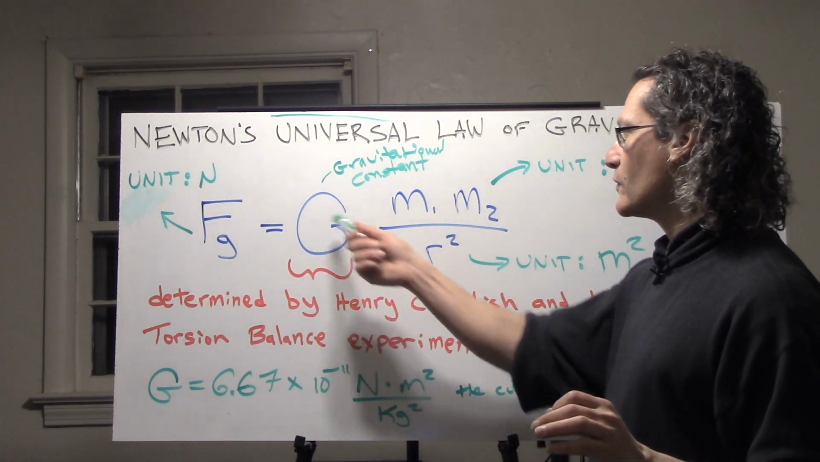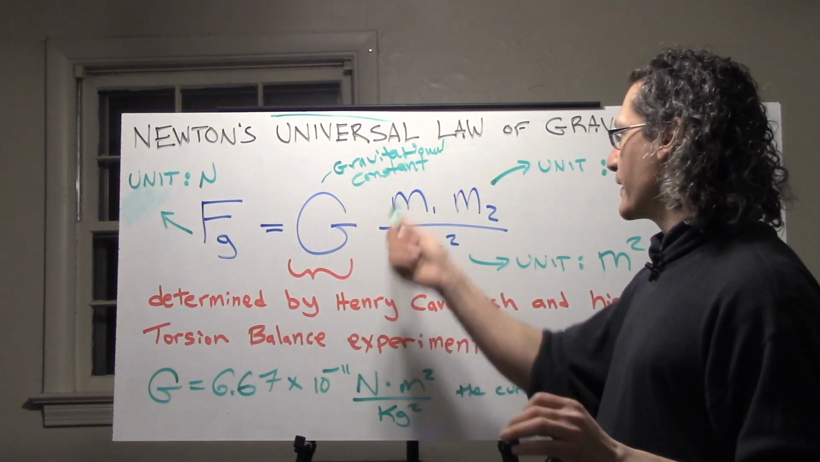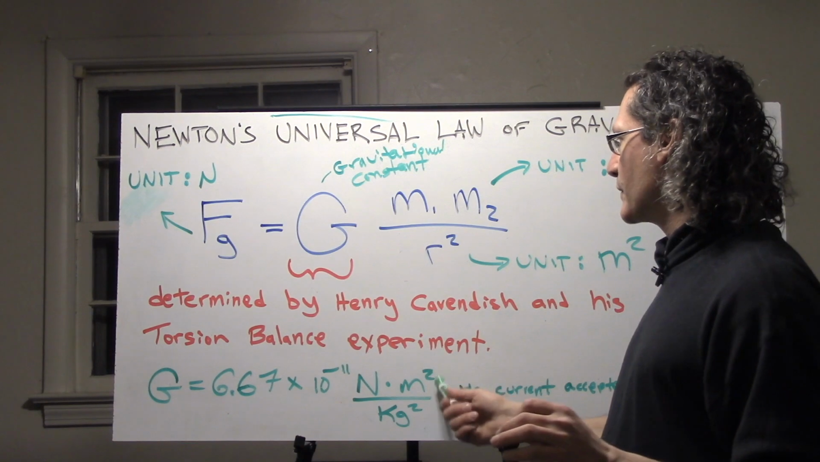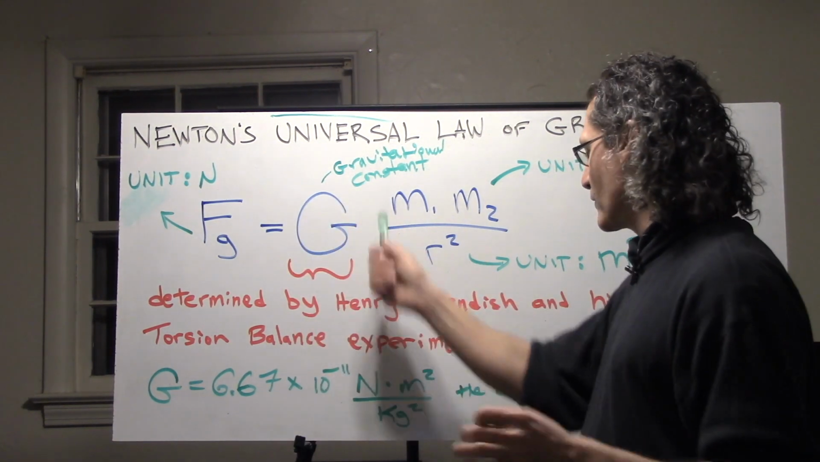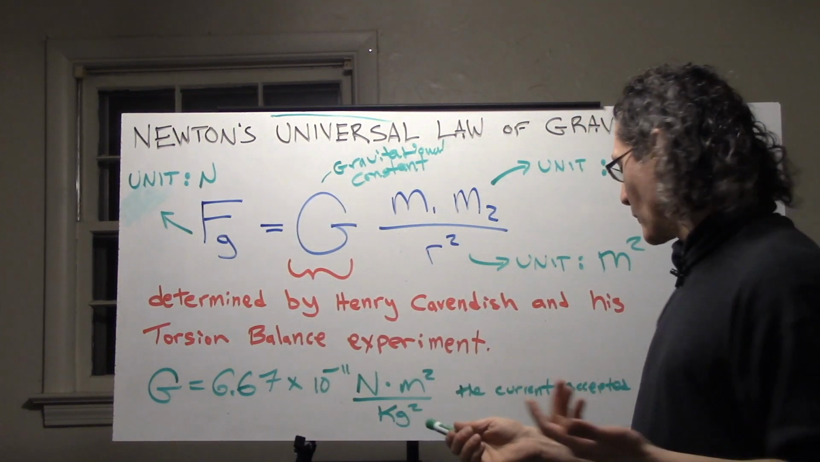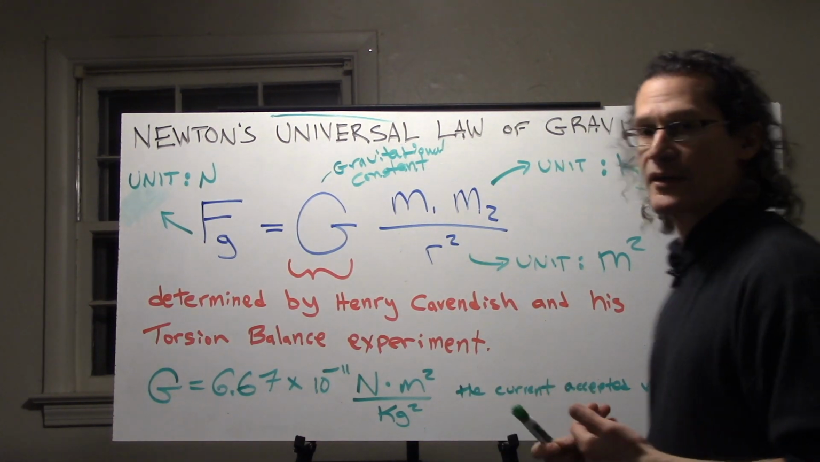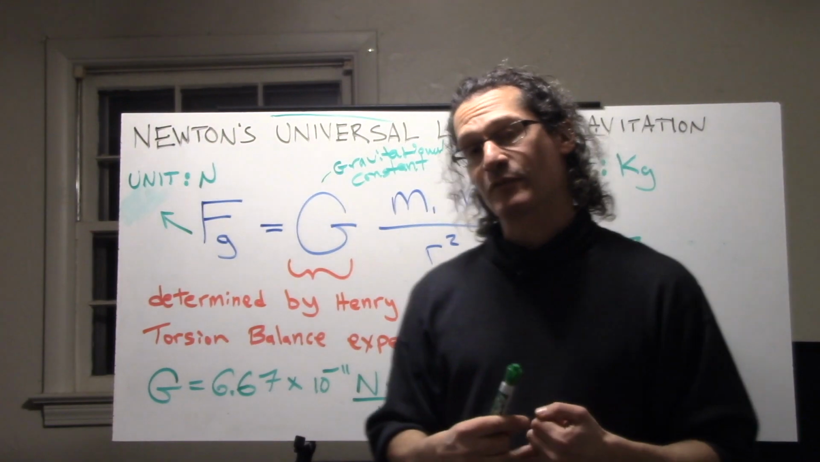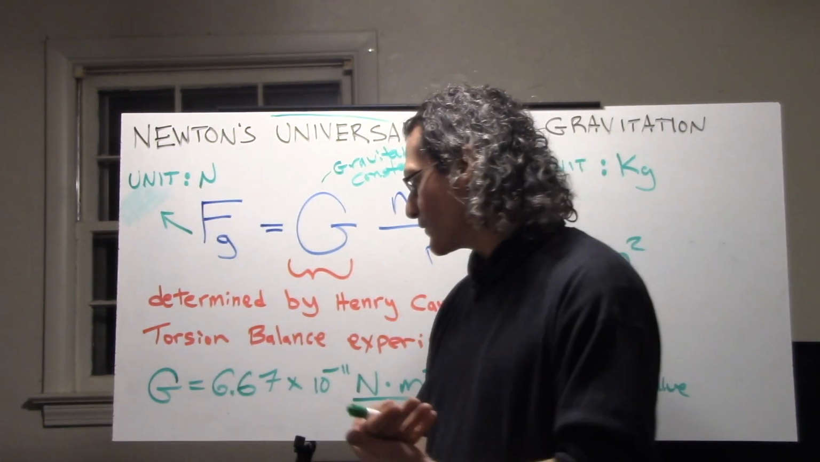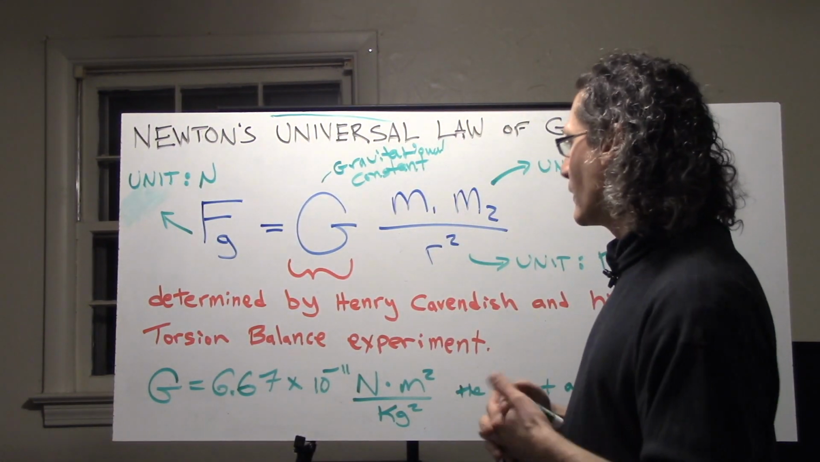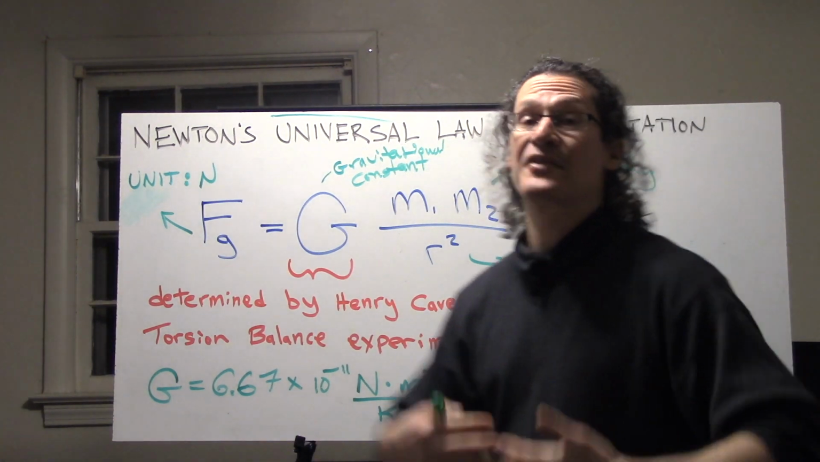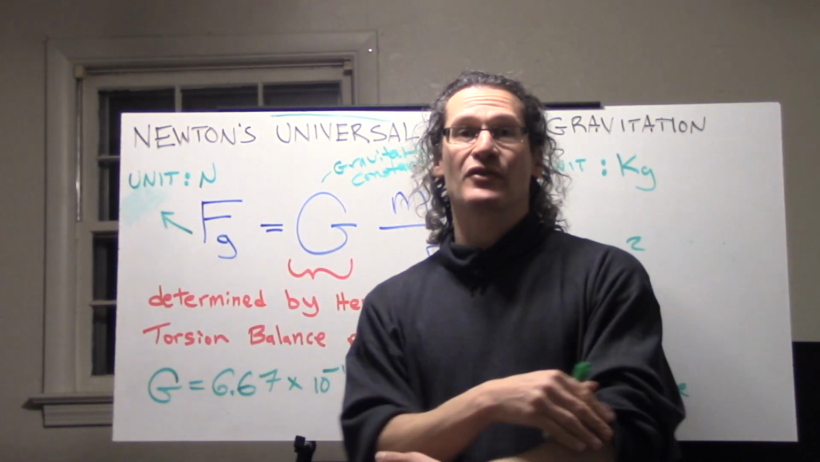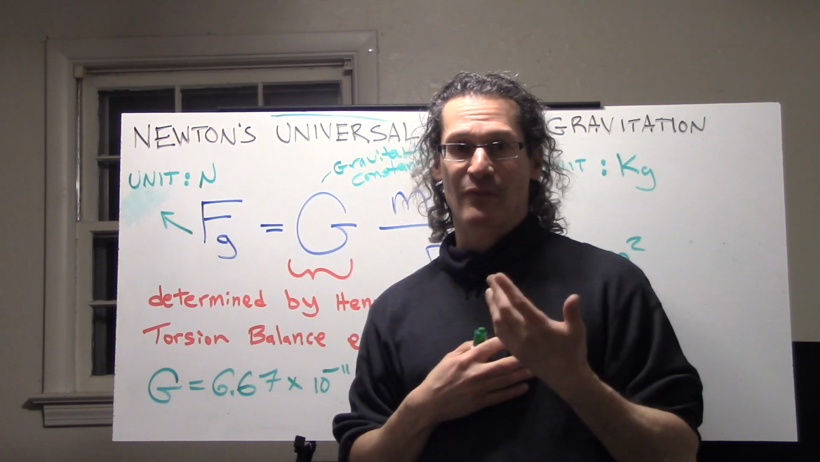Well, what happens when you use this constant here is that the kilogram squared cancels out, the meter squared cancels out, and we're left with newtons after using G. That's exactly what we want. This is the current accepted value. Now, other experiments have come along to maybe improve this number to a new decimal place, but this is the one that we'll use, 6.67 times 10 to the negative 11th. Oh, great. So how does this help us answer the question that we were looking for?